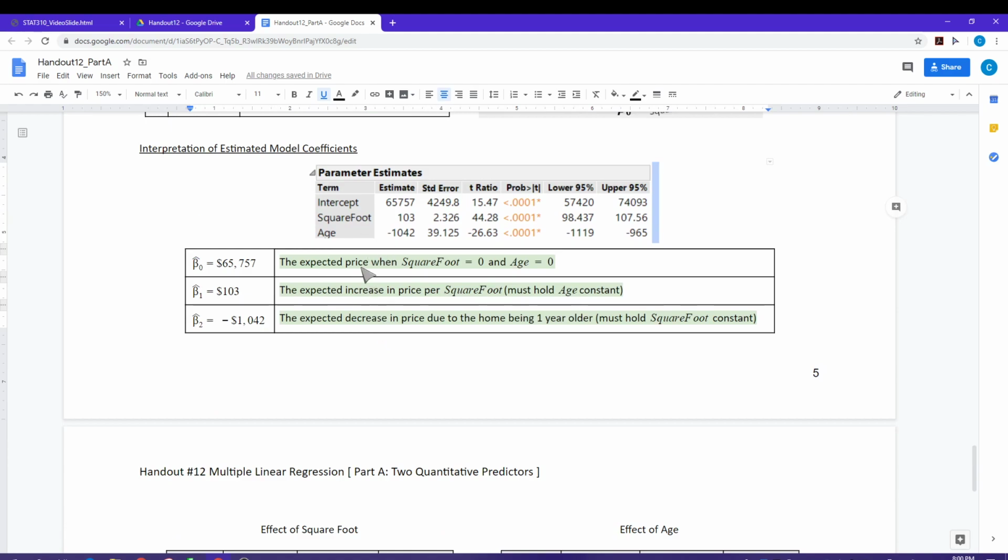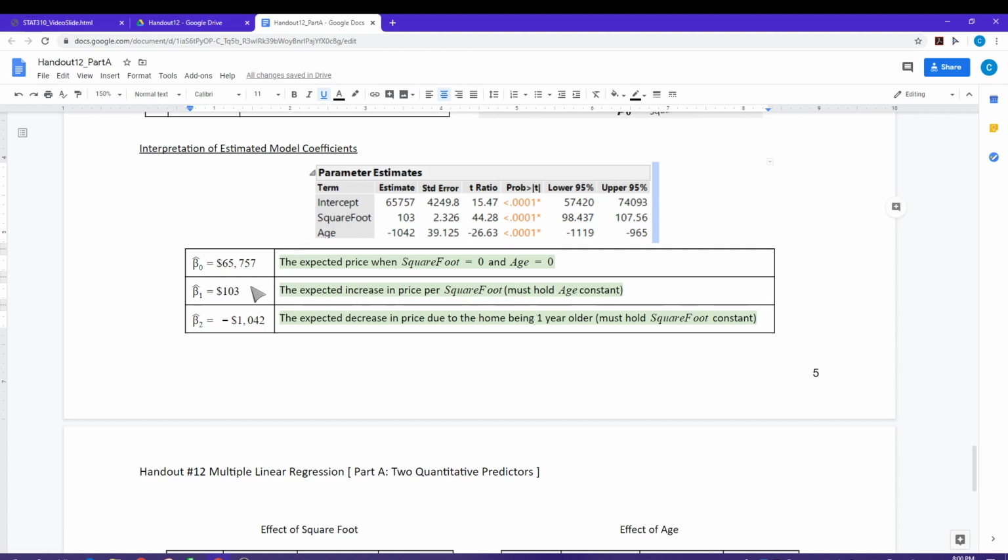Here's the interpretation of those coefficients. The y-intercept is going to be at about 65,000. That's going to be the price of a home if it has 0 square foot and 0 age. You might be able to think of that as maybe the lot price, because a home of 0 square foot and 0 age is not really a home.